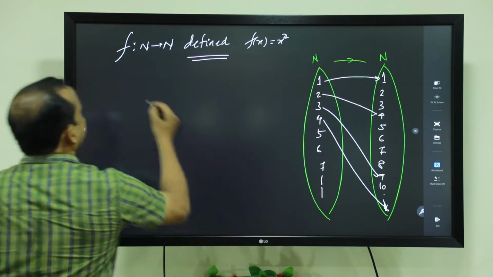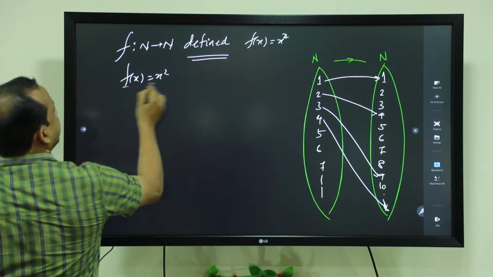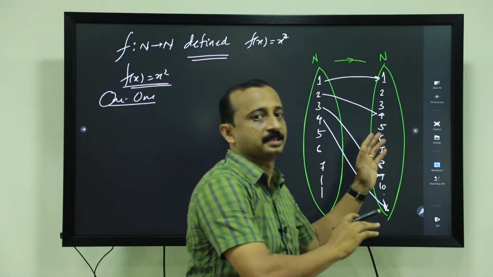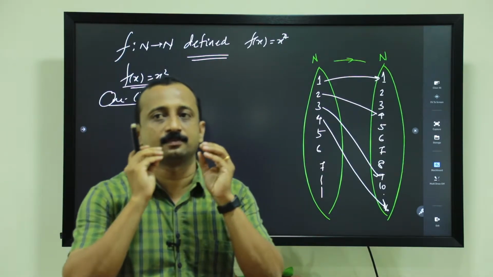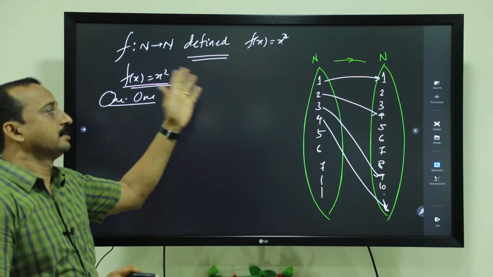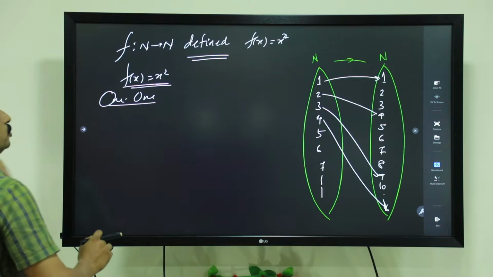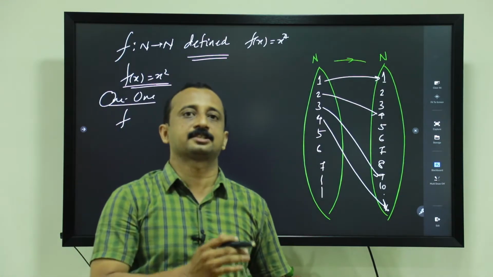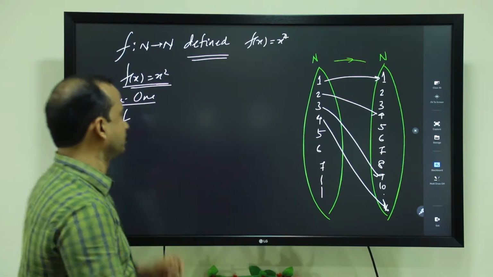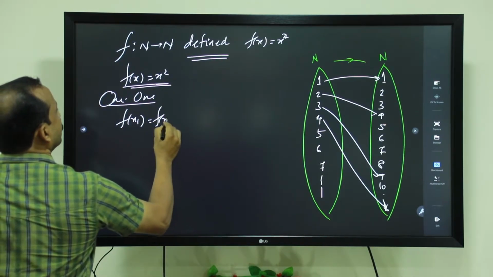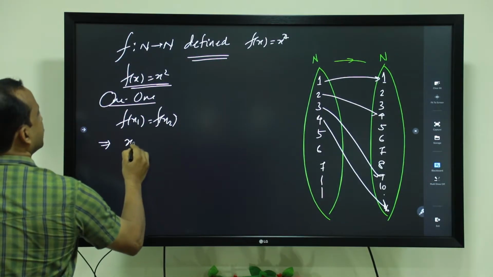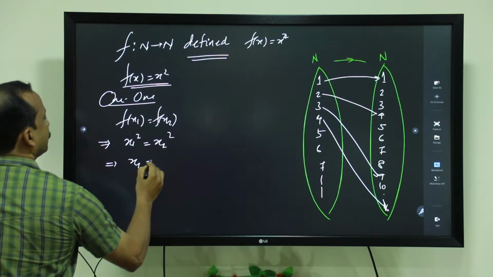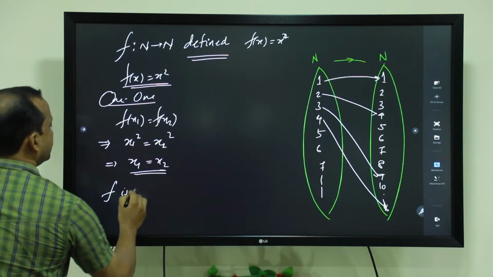Now how to prove this? Our function is f of x is equal to x square. First of all, we prove that the function is one-one. Clearly we know a one-one function has different elements with different images. Generally we have to prove that our function is one-one. How to prove it generally? You know the condition: x1 is equal to x2 implies f of x1 equal to f of x2, that's the definition. Or x1 not equal to x2 implies f of x1 not equal to f of x2. Here we take f of x1 is equal to f of x2, which implies x1 square equal to x2 square. That implies, taking root on both sides, x1 is equal to x2, and therefore f is one-one.